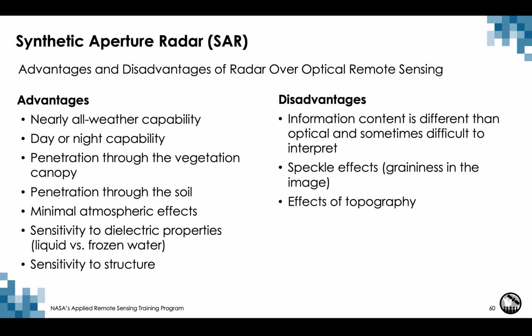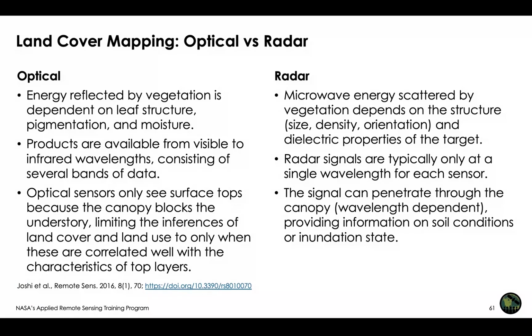There are speckle effects to contend with, as well as challenges with topography, depending on your study area. With optical data, energy reflected by vegetation is dependent on leaf structure, pigmentation, and moisture. Products are available from visible to infrared wavelengths, consisting of several bands of data. Optical sensors only see surface tops because the canopy blocks the understory, limiting the inferences of land cover and land use to only when these are correlated well with the characteristics of top layers.